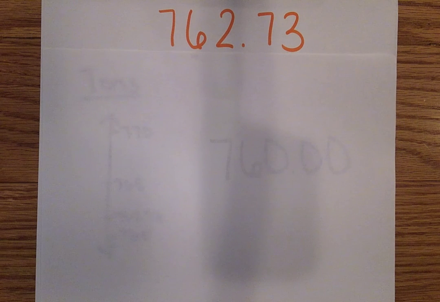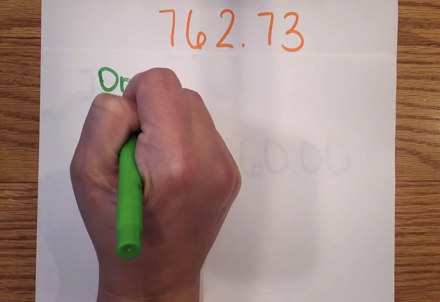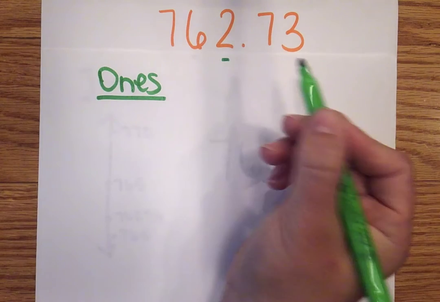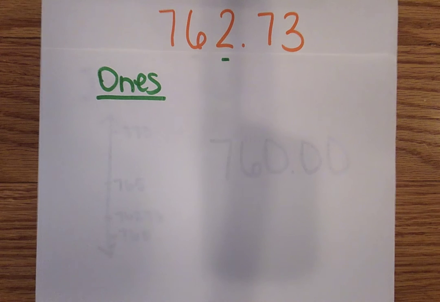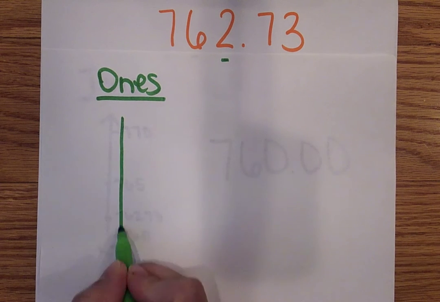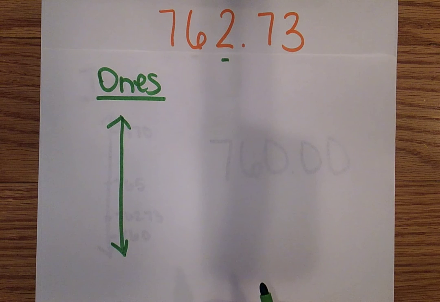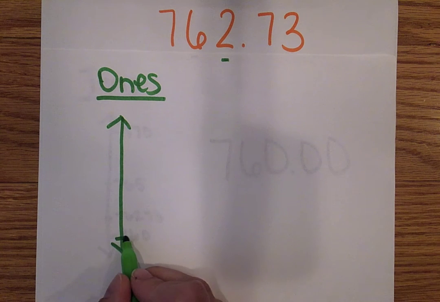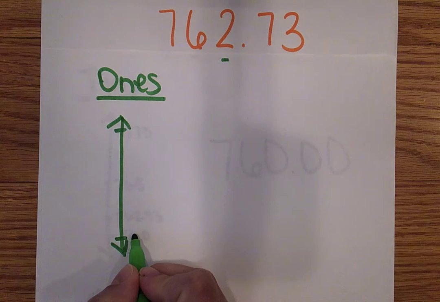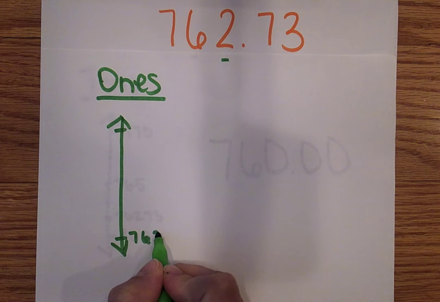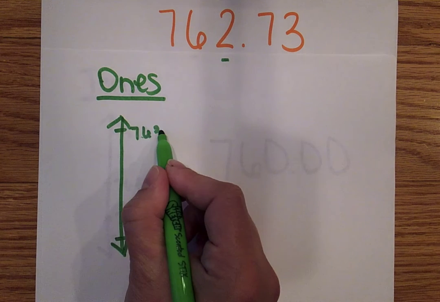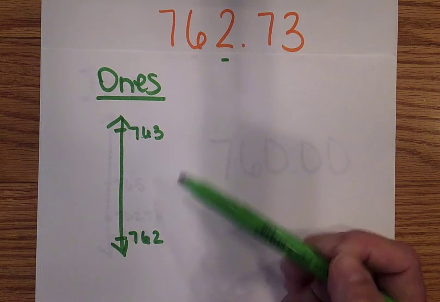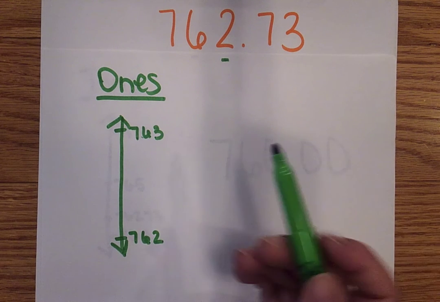So let's look at this number again. This time I'm going to round it to the ones place. So the 2 is in the ones place. When I do that vertical number line, I want to figure out what two ones this is between. So I'm going to say 762 and 763. So either my number is going to stay a 2 or it's going to round up to a 3.